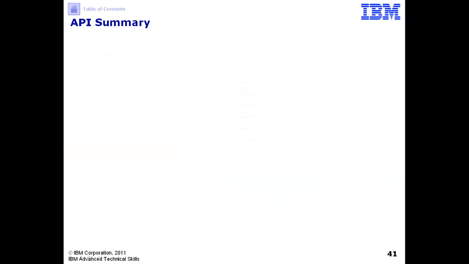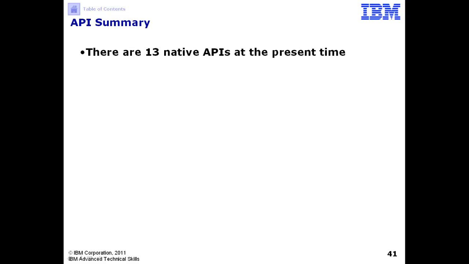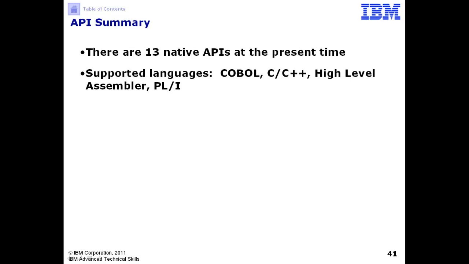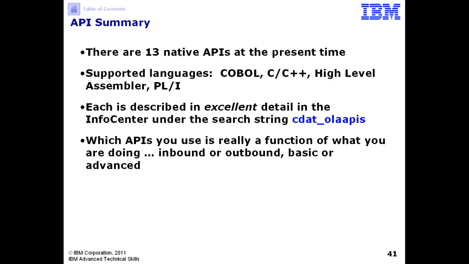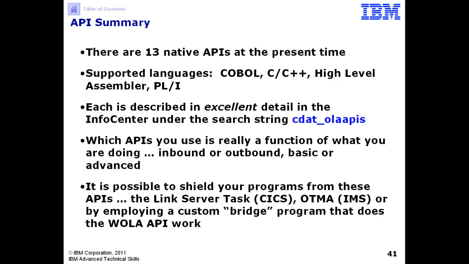Let's walk through a summary of the APIs discussed in this section. There are 13 APIs at the present time. There are 4 supported native languages. The InfoCenter reference article for the APIs is the best source of definitive information about the APIs. Which APIs you use is a function of what you are trying to do and how much programming control you require. And depending on what you're doing, you may be able to ignore the APIs altogether by using the shielding mechanisms we spoke of in the CICS and IMS sections.